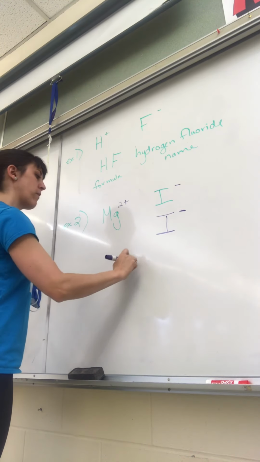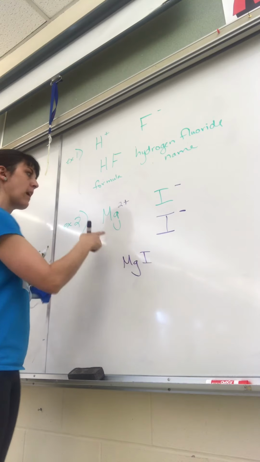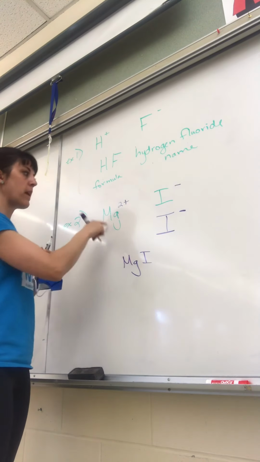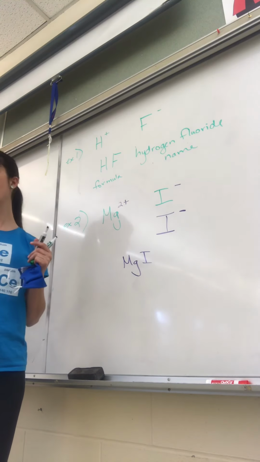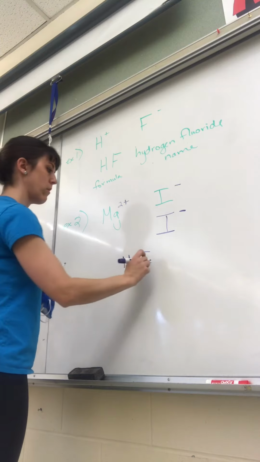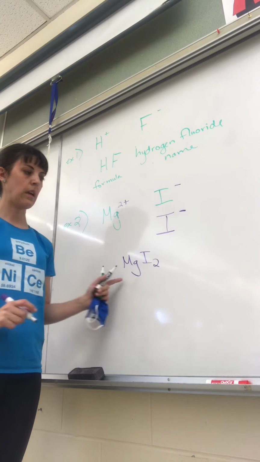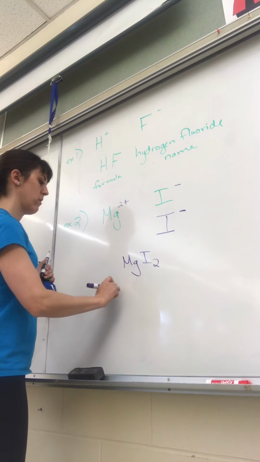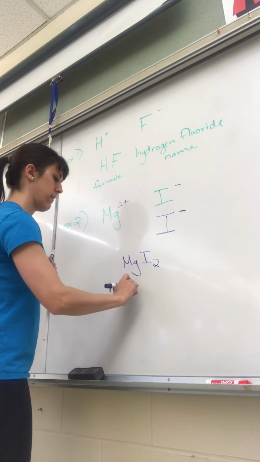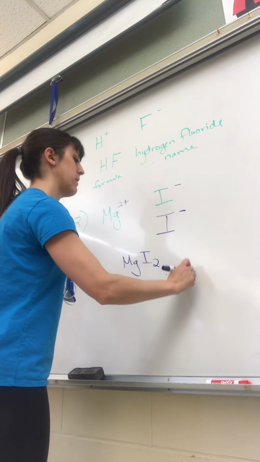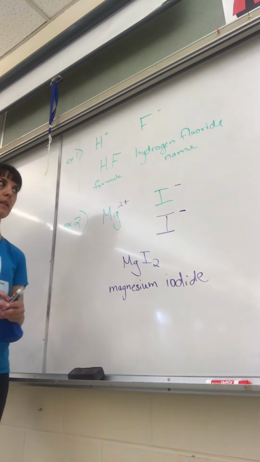So I can write my formula now. How many magnesium? 2. How many actual atoms though? Only 1. How many iodines? 2. So what would the name of this be? Magnesium iodide. That's right. Magnesium iodide.